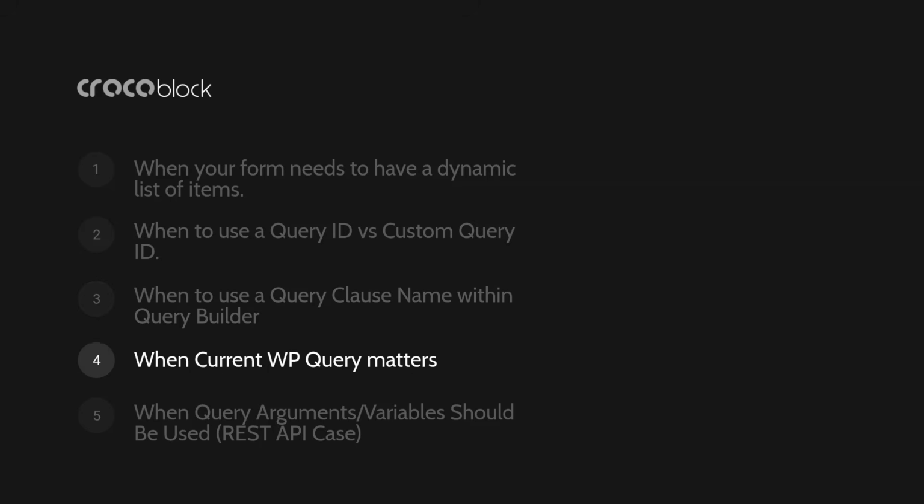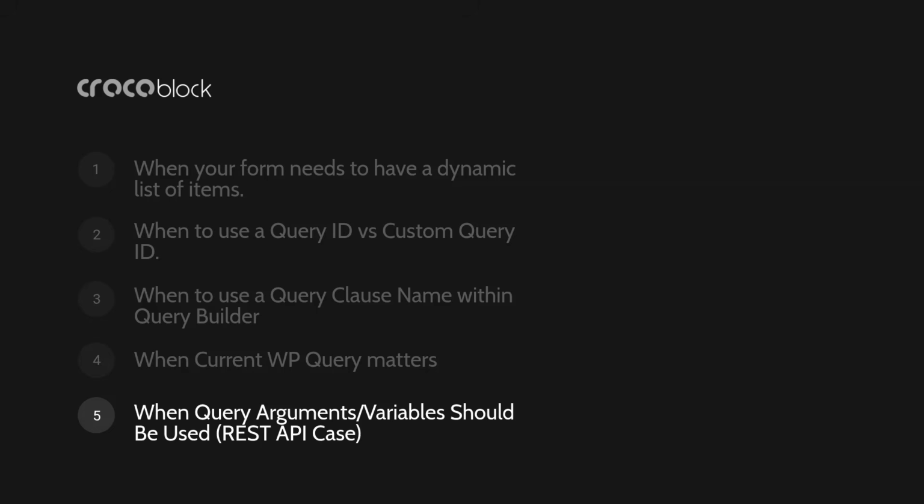The fourth thing we're going to talk about is the current WP query, that query, and when you're going to make use of it and what common mistakes you could avoid. And in the fifth and last place, we're going to talk about query arguments and variables and when and how they should be used, especially in a REST API use case.